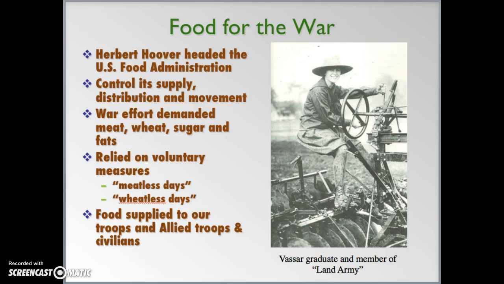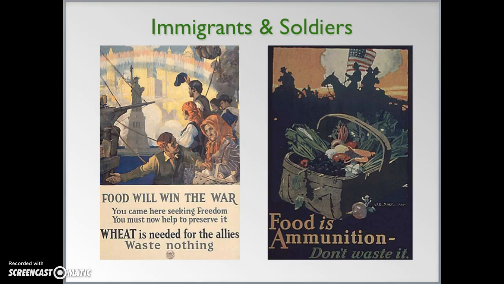Yeah, enough about that. Okay, so we have voluntary efforts, we have propaganda, and I love the fact that in World War II, we now have the immigrants, right, being targets of patriotism.